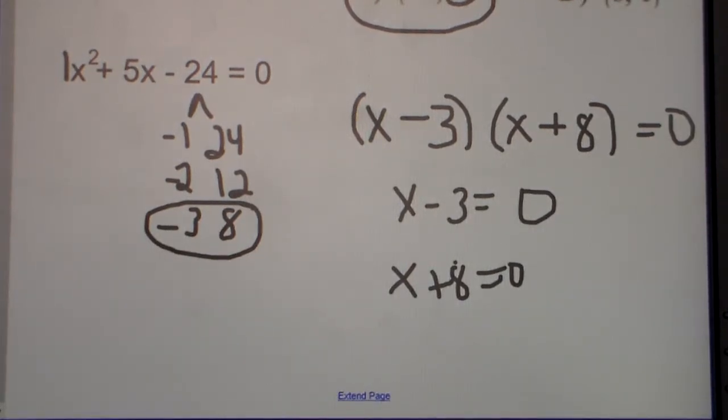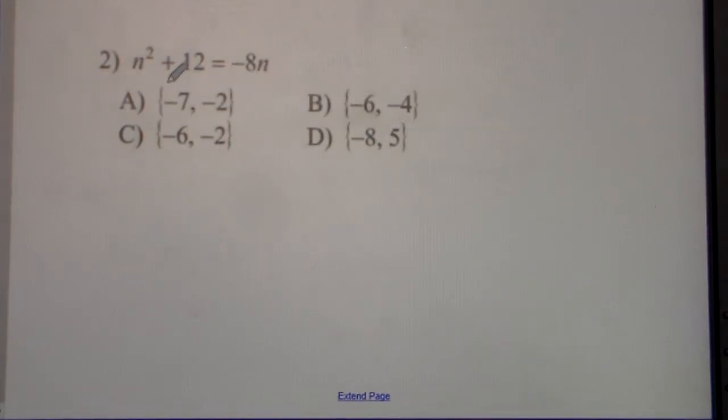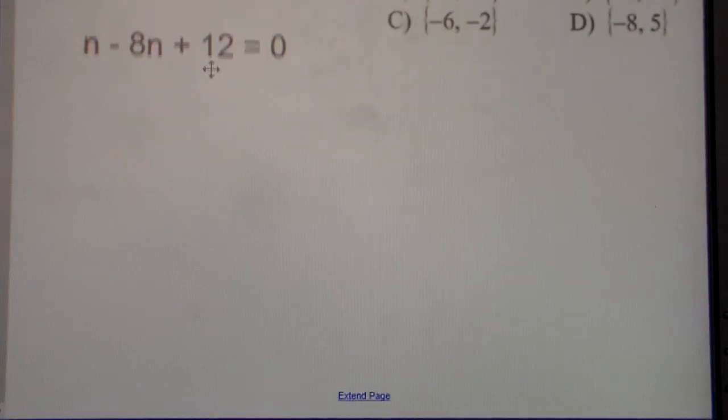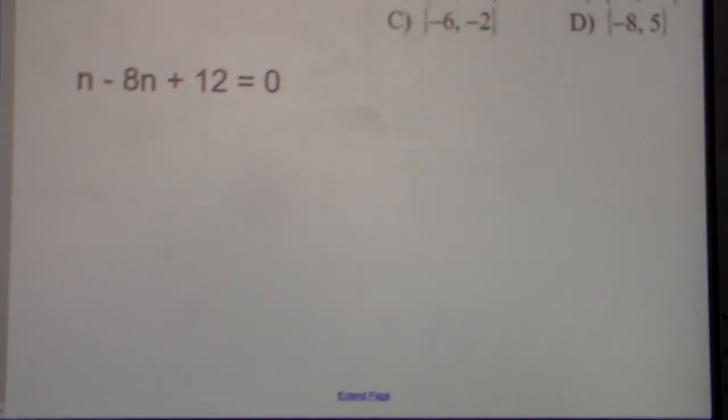Let's try that again with another problem. So we have n squared plus 12 equals negative 8n. We first got to add 8n to both sides. And we got to put things in the standard form where we have the n squared, then the minus 8n plus 12. So in other words, it looks like this: n squared minus 8n plus 12 equals 0.